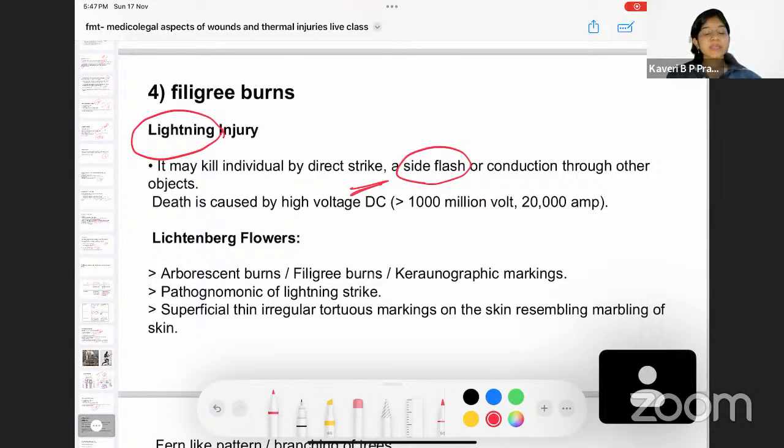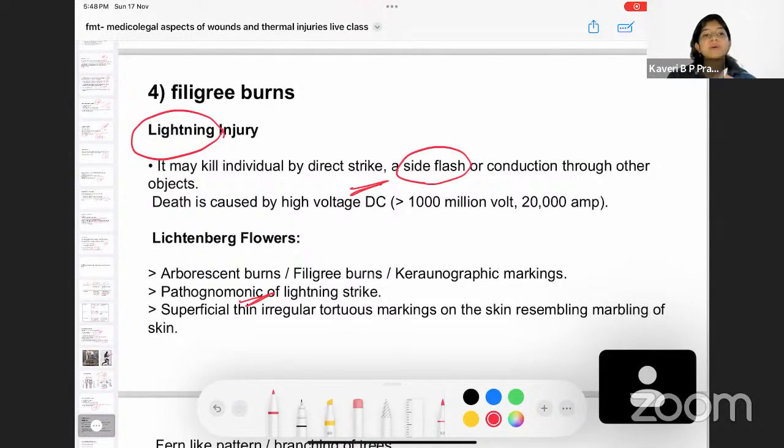Now, coming to filigree burns per se, they're also called Lichtenberg flowers. The other names include arborescent burns, filigree burns, or keraunographic markings. So in your exam, instead of filigree burns, they could directly give you arborescent burns. Remember, it is one and the same. They're all eponyms. Whenever there is a filigree burn, it is pathognomonic of a lightning strike. That is, if you see a filigree burn, you have to conclude that it is a lightning injury that caused the burn.